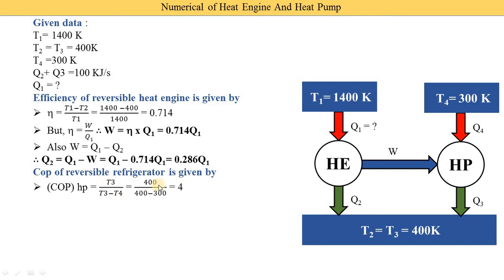So the higher temperature is our output. Okay, so it is T3 divided by T3 minus T4. Suppose here a refrigerator is that and the lower temperature is coming in its upper part. Okay, so T3 is given, that is 400 Kelvin, T4 is given 300 Kelvin. So we put it in the equation and we get the answer. COP of the heat pump is equal to 4.